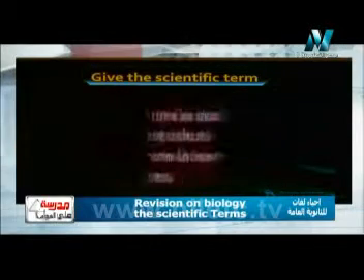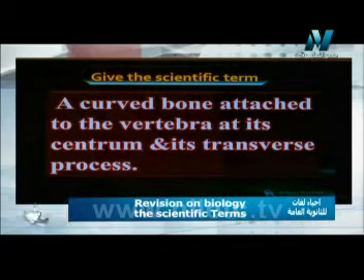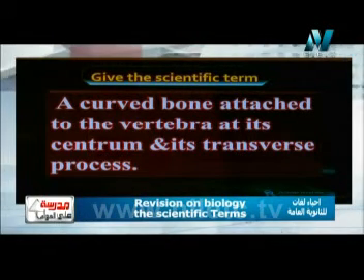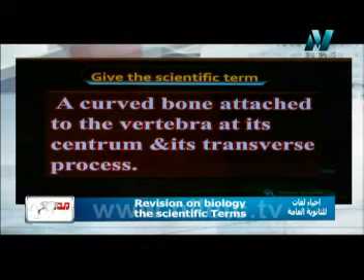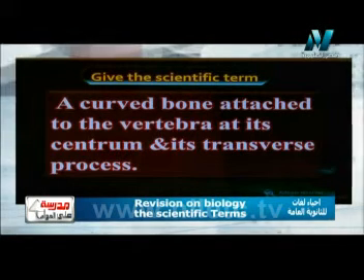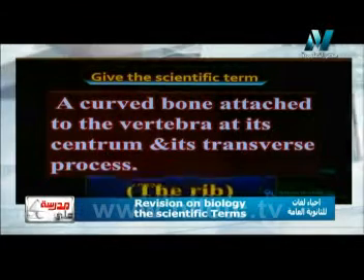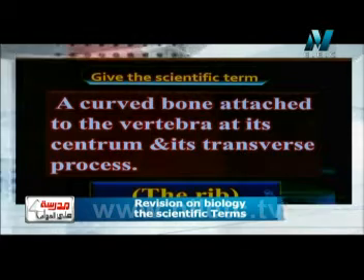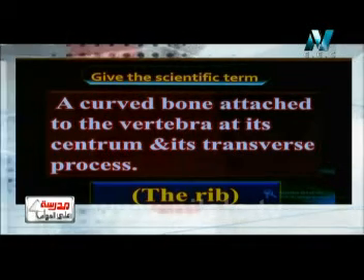The next. A curved bone attached to the vertebra at its centrum and its transverse process. The curved bones that attach to the vertebra at two sides. The first is the centrum of the vertebra. The second is the transverse process. Of course, that is the rib. 12 pairs of ribs form the rib cage in addition to the sternum bone and the 12 vertebrae.